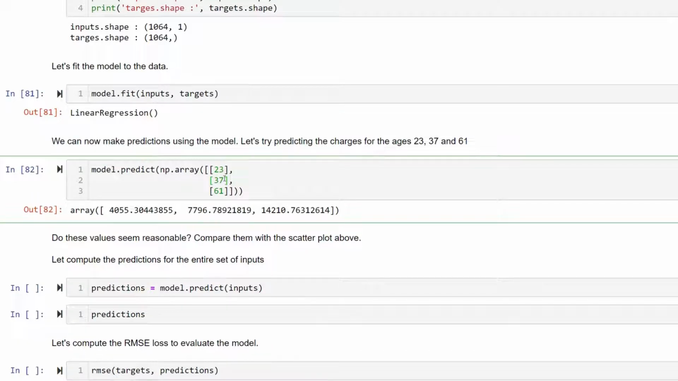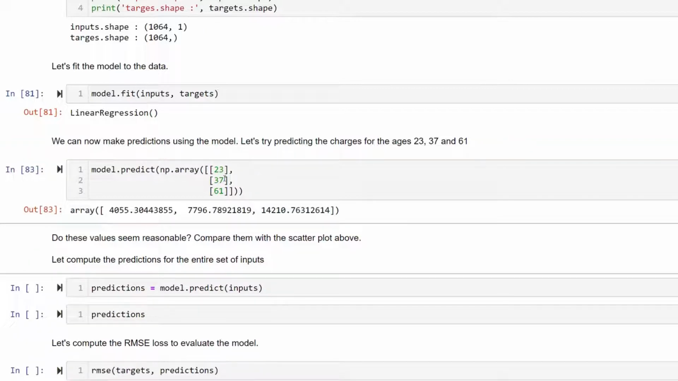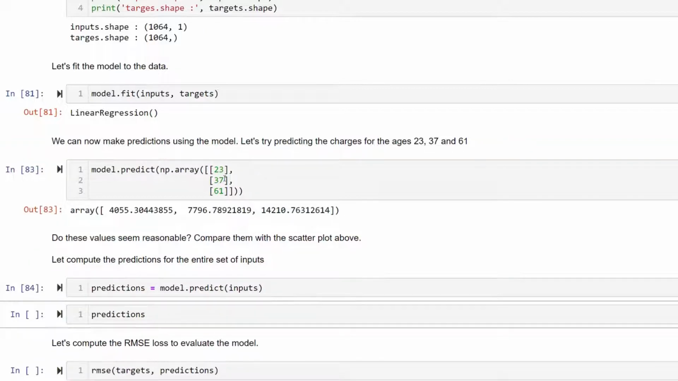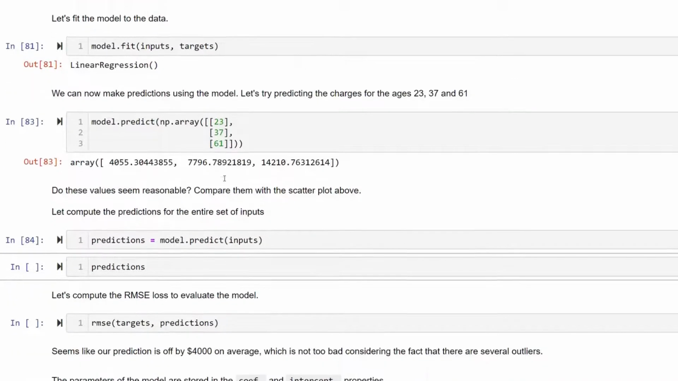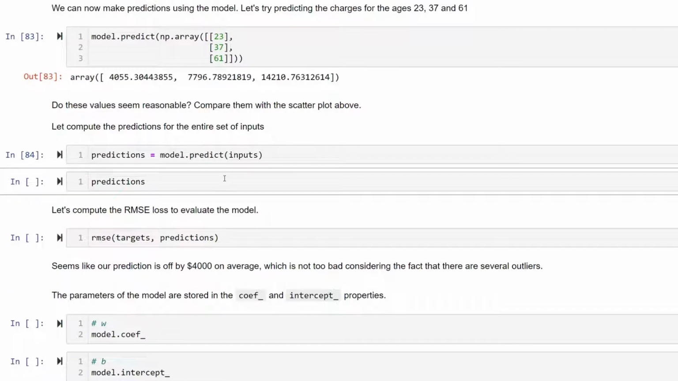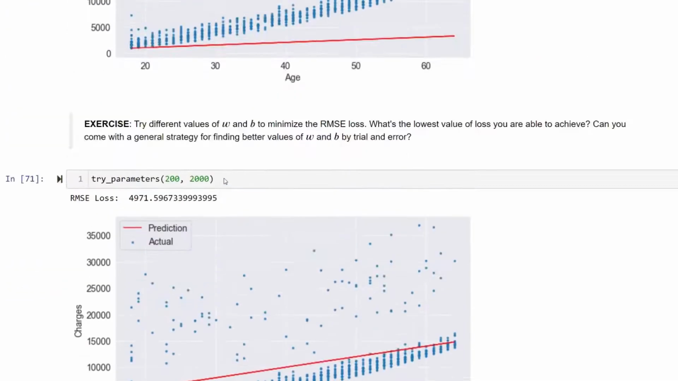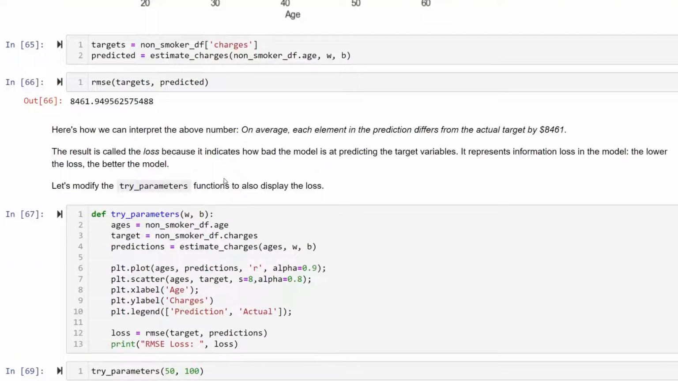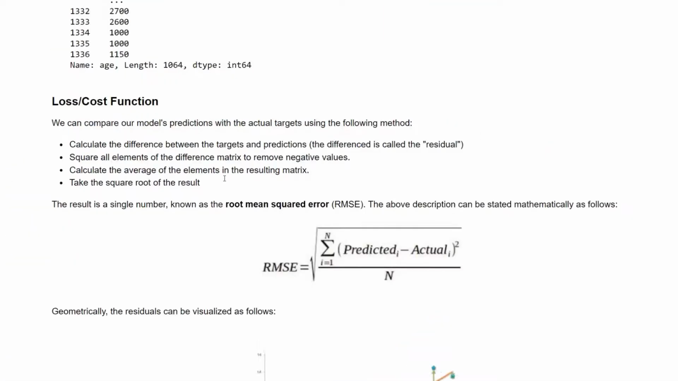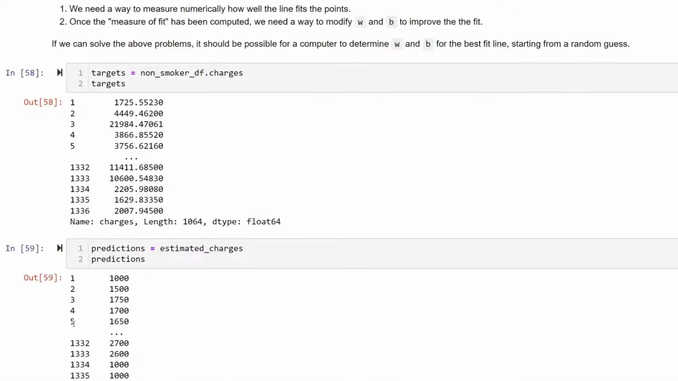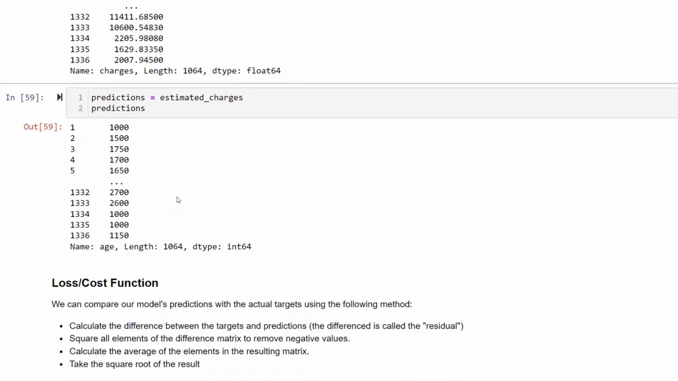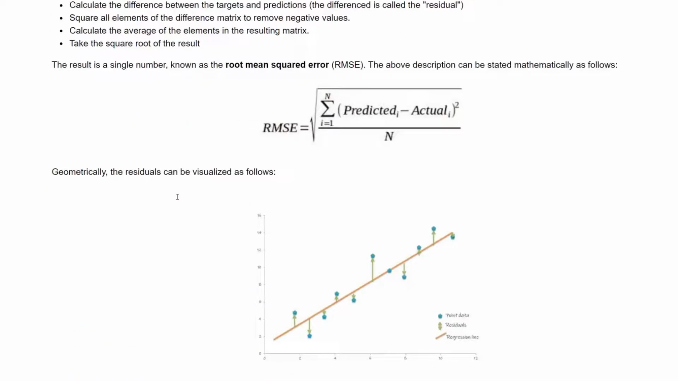Do these values seem reasonable? Compare them with the scatter plot above. Let's compute the predictions of the entire set of inputs. In the previous step, we compared the complete data with this; this was the prediction value and this was the actual value, and we got a maximum of about 725 and something.